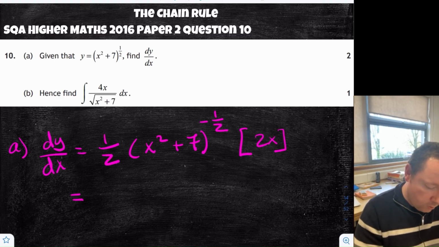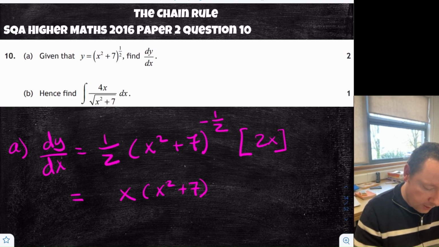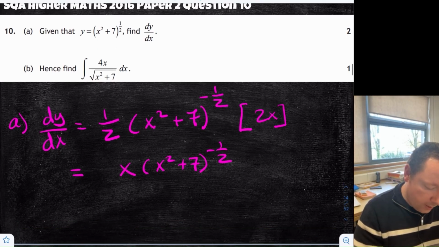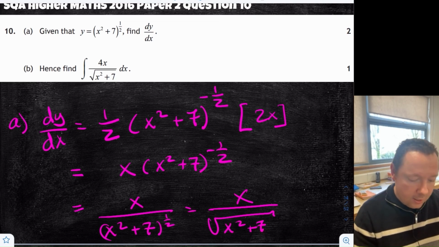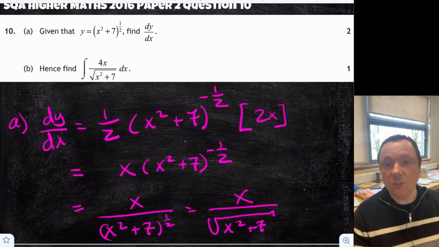So that equals 2x divided by 2 is just x, so x times (x squared plus 7) to the minus a half. And then try to make it look a bit like our part B, that's x over (x squared plus 7) to the half, which is equal to x over the square root of x squared plus 7. Part B says integrate 4x over the square root of x squared plus 7, which is very similar.